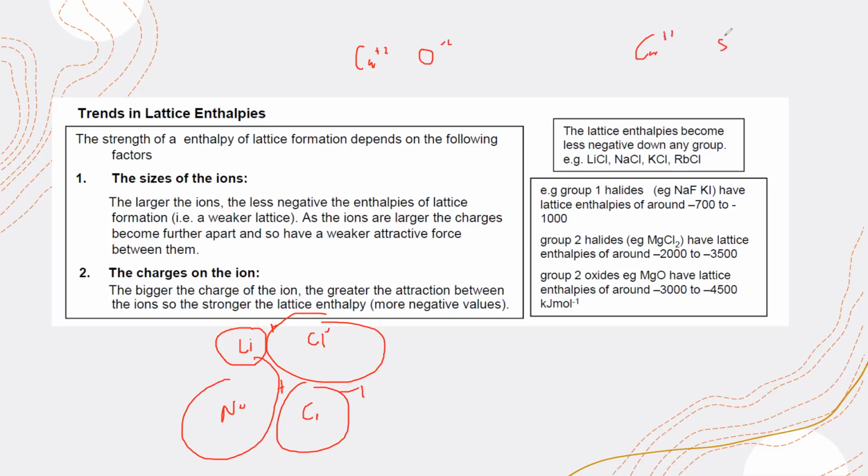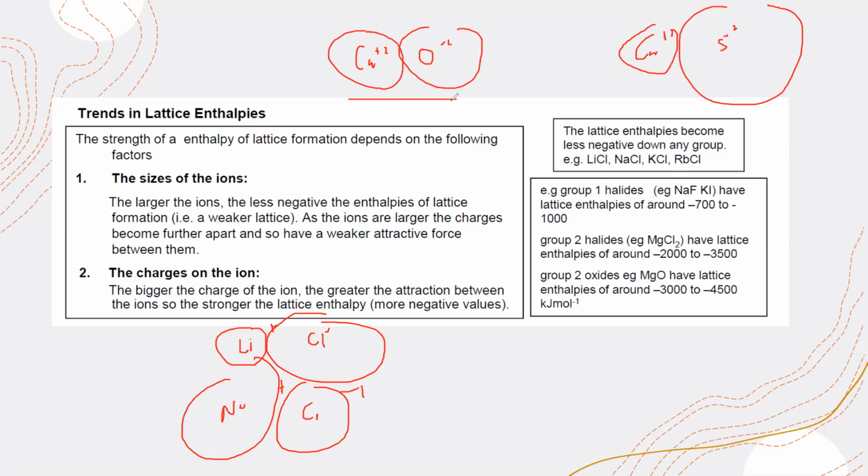sulfur is below oxygen, so sulfur has a greater size as compared to oxygen. So calcium oxide will have a higher lattice energy, and calcium sulfide will have a lower lattice energy because the ions are bigger in size, so there is weak attraction between the ions. So to have a higher lattice energy, ions should be smaller in size and the charge on the ion should be more, so that they have greater attraction towards each other, which leads to higher lattice energy, or energy release, when they react with each other.